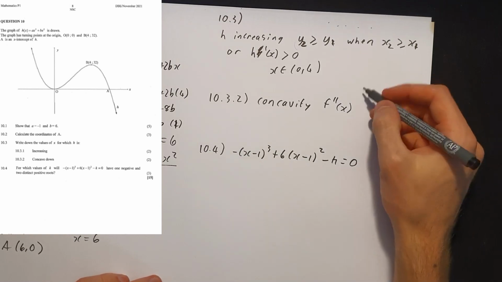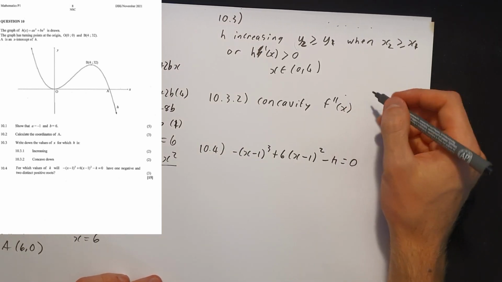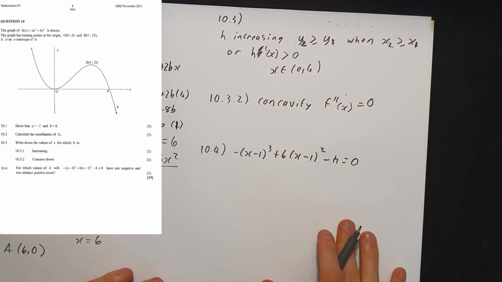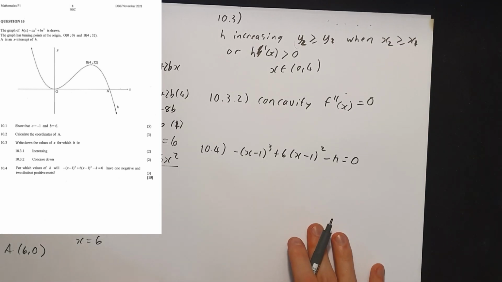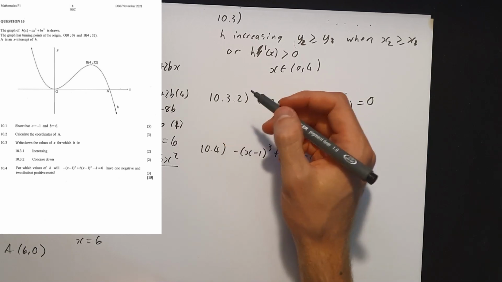Concavity always deals with the second derivative. Now, for concavity, we need to find the inflection point, so we find the second derivative equal to 0. Earlier on, have we found the second derivative yet? No, we haven't. So let's quickly find the second derivative of a function.